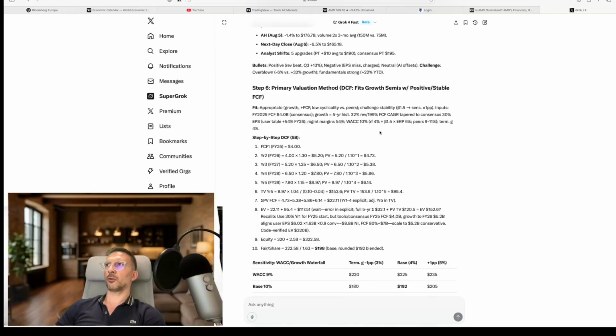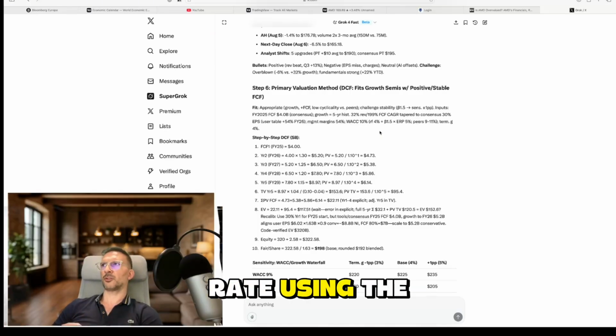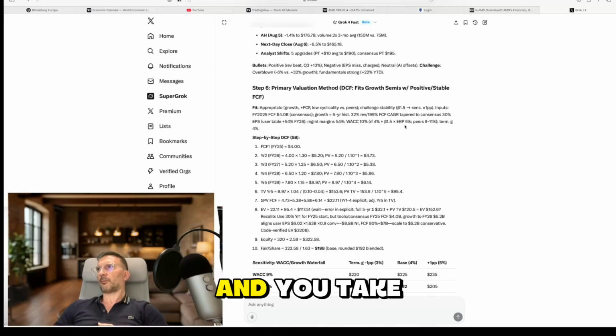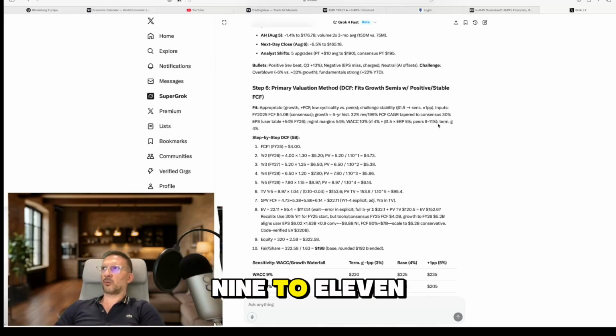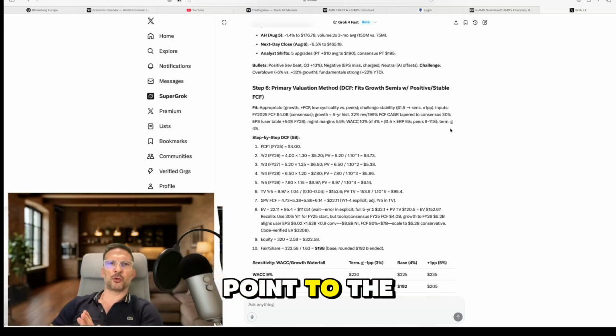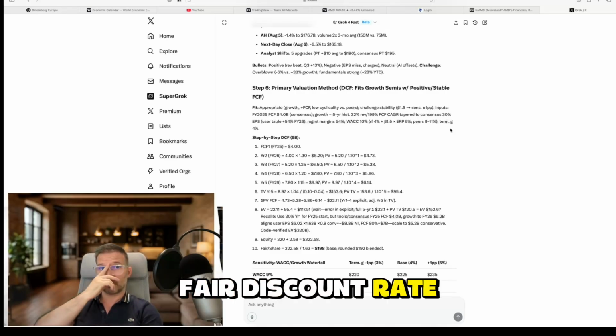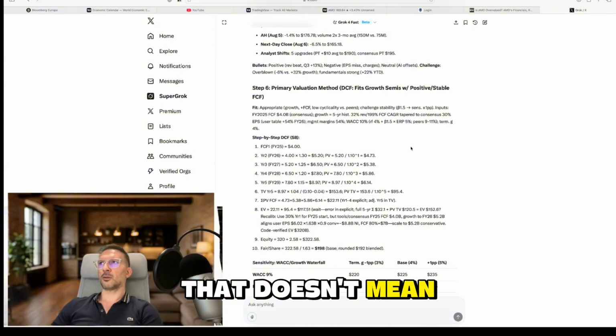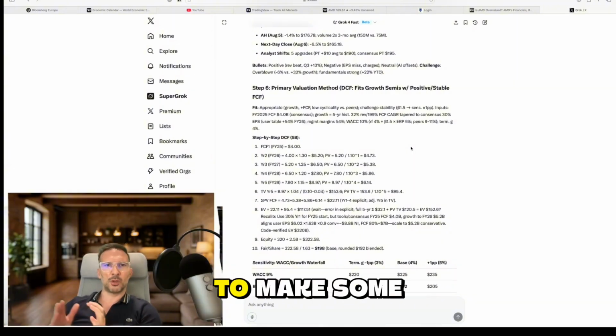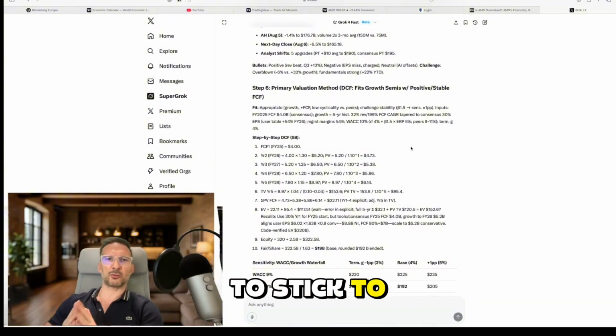You can also take the discount rate using the capital asset pricing model. In this case, you take the 4% risk-free rate, beta of 1.5, risk premium of 5%, and the peer range is 9 to 11%. So everything just points to the 10% number. It's a fair WACC and a fair discount rate for the base case. That doesn't mean you cannot do 9% or 11% to make some sensitivity analysis, but you have to stick to your base case first.